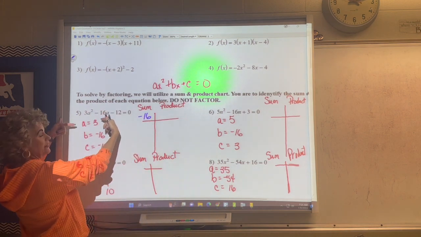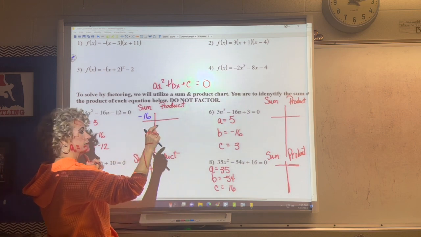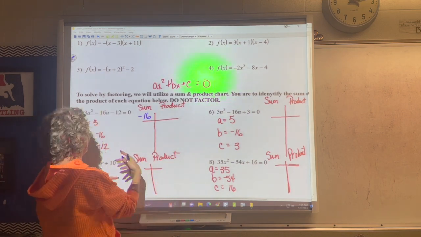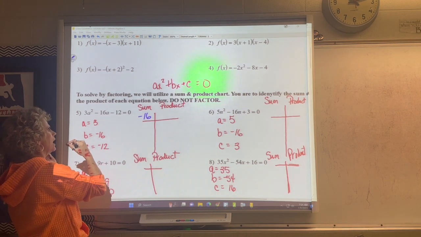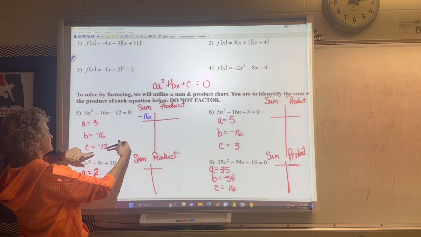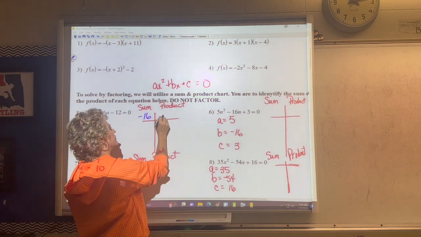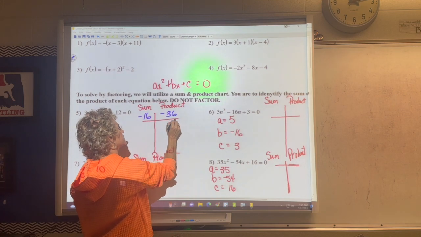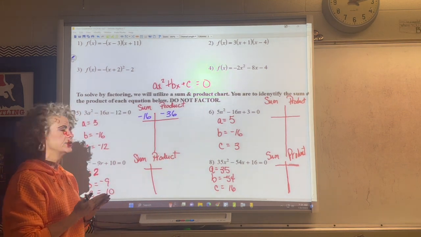You take the A, the coefficient of your quadratic term, and you multiply it to your constant. So I'm going to take A times C. 3 times a negative 12. 3 times a negative 12 is a negative 36. That's all we're doing. That's it. That's the only new thing we're doing today.